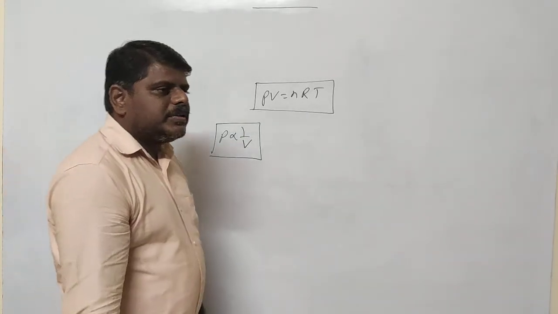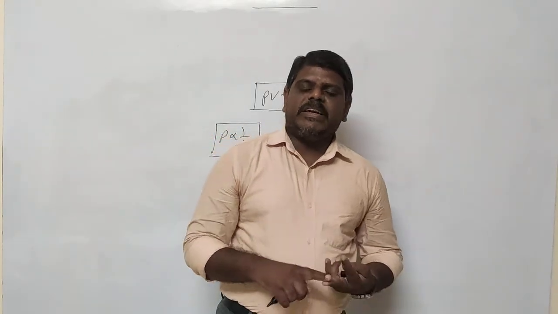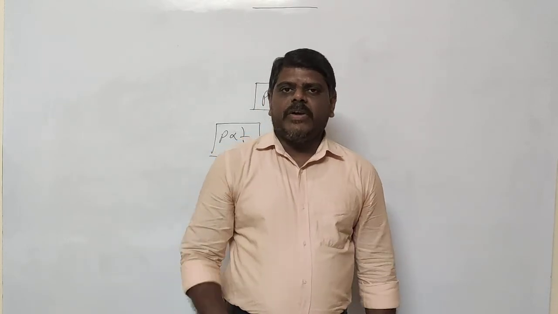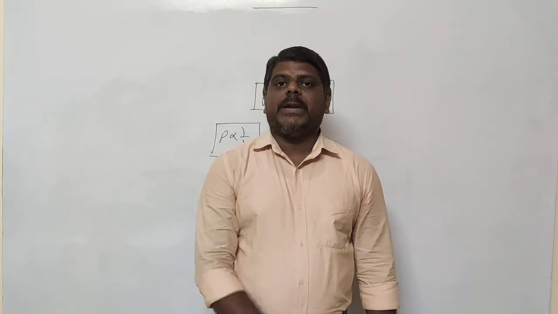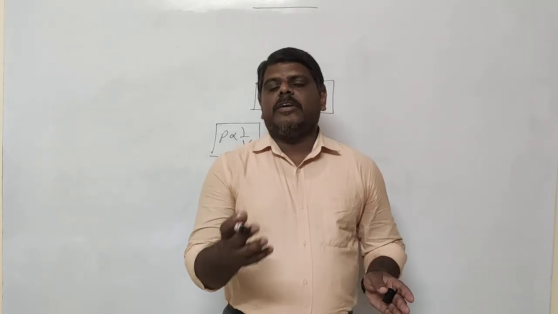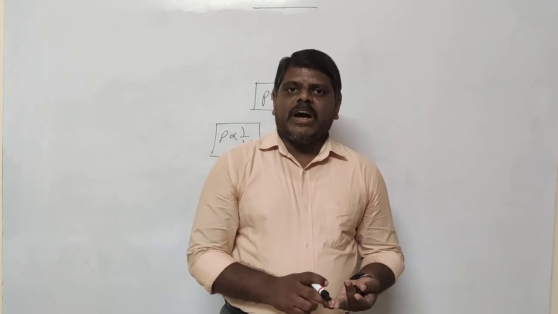Next, there are two Charles laws: one is Charles constant pressure law and another one is Charles constant volume law. So in the derivation of the ideal gas equation, we are going to use Charles constant pressure law. That means we keep pressure constant, and then we find out the relation between volume and temperature. Okay, Charles constant pressure law.